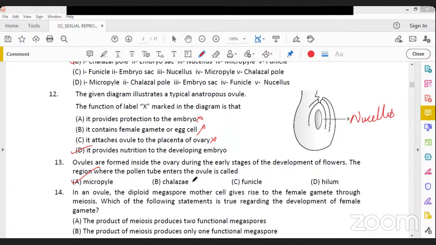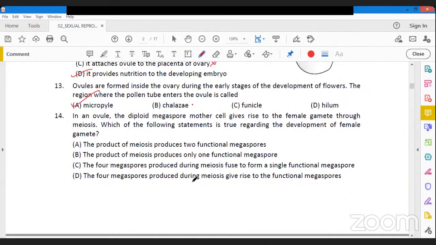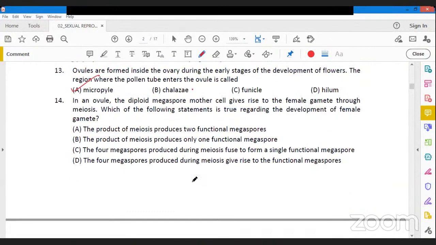So next, the 14th one. In an ovule, the diploid megaspore mother cell gives rise to the female gamete through meiosis. Which of the following statements is true regarding the development of the female gamete?